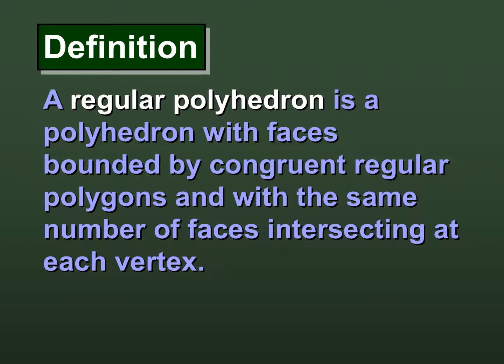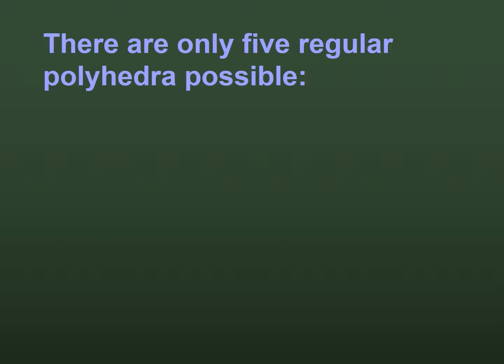All right, let's talk about regular polyhedra now. A regular polyhedron is a 3D figure, which means it's a polyhedron, and the faces are bounded by congruent regular polygons. So the faces of this 3D figure have to be regular polygons that are all congruent. They have to have the same number of faces intersecting at each vertex. So this is a lot of characteristics, and it's almost a lot of boundaries. Because of that, there's actually only 5 possible regular polyhedra in existence.